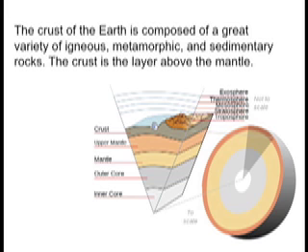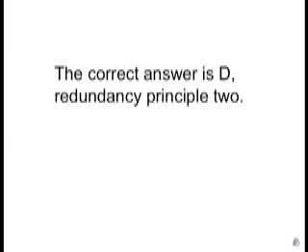The crust of the earth is composed of a great variety of igneous, this word is pronounced igneous. The next word is pronounced metamorphic, and the next word is pronounced sedimentary, rocks. The crust is the layer above the mantle. So let's take some time to look at the spelling and pronunciation of these words and where they are located on the image below. The correct answer is D, redundancy principle number 2.